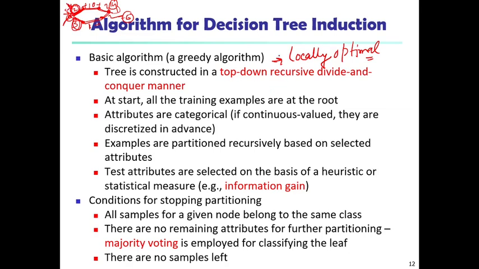So, locally optimal solution. The tree is constructed in a top-down recursive divide and conquer manner. At the start, all the training examples are at the root. Attributes are categorical. Examples are partitioned recursively based on selected attributes. Test attributes are selected on the basis of a heuristic or statistical measure, and that is called information gain. There are many terms, like heuristic, that we are not going into now. We will simply go through the algorithm and solve the problem.